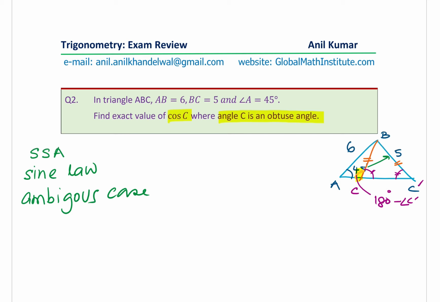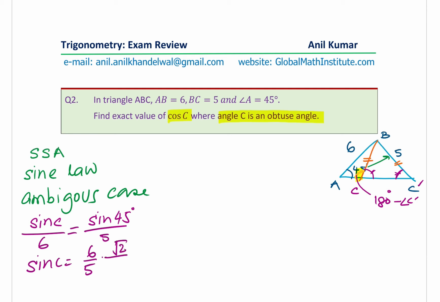Let us see if the sine law can help us find the answer. So we'll apply the sine law and check. So what do we get? We want to find this particular angle, let's say sine C. So we'll say sine C over the side opposite, which is 6, is equal to sine of 45 degrees over the side opposite, which is 5. So sine C is basically equal to 6 over 5 times sine of 45 degrees, which is square root 2 over 2. So that gives us 3 square root 2 over 5 as our answer. So that becomes sine C.